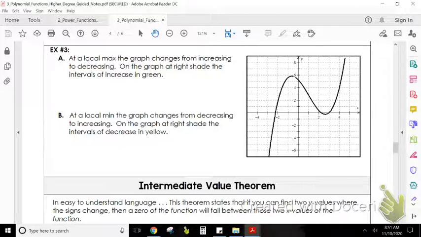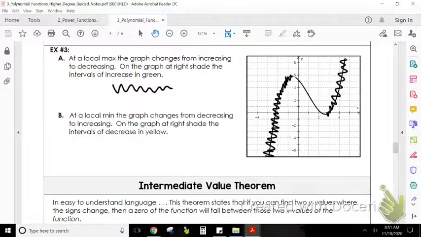So let's say we're going to shade the intervals of increase. Instead of in green, we're going to do a little squiggle. Just tell me what you're going to do. So we can see our intervals of increase. We're going to squiggle right here because it's increasing up to a point, and then it starts decreasing, and then it's going to increase again here.